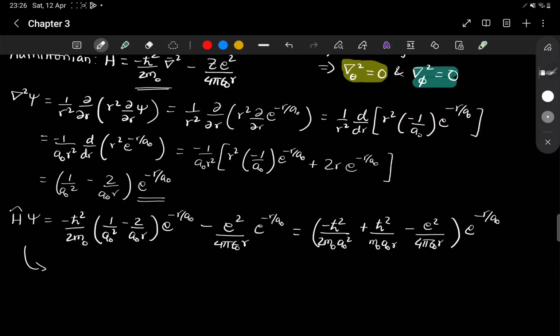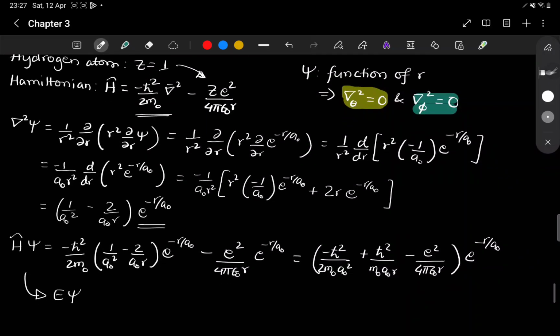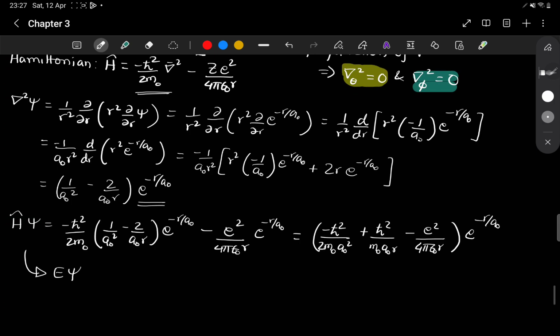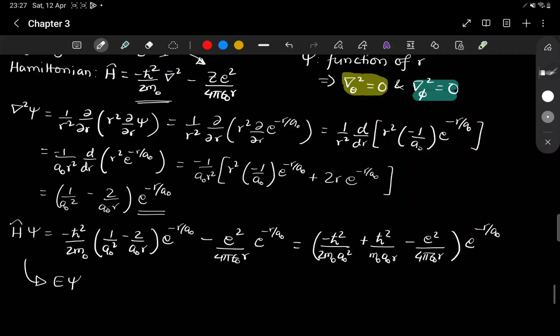Now for this H psi to be equal to E psi, which is the Schrodinger equation, and this is also the eigenfunction or the eigenvalue equation, where psi is the eigenfunction of the Hamiltonian and E is the eigenvalue of the Hamiltonian. So for this to be equal to E, like a constant times psi, what we need is this term should add up to 0 or cancel out, so that we have basically a constant times this psi.